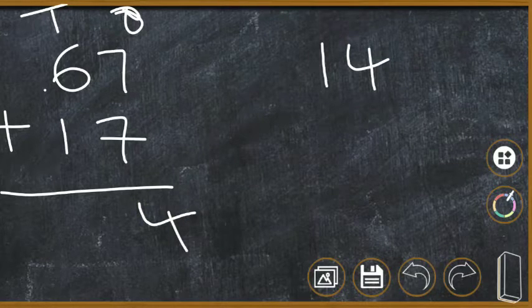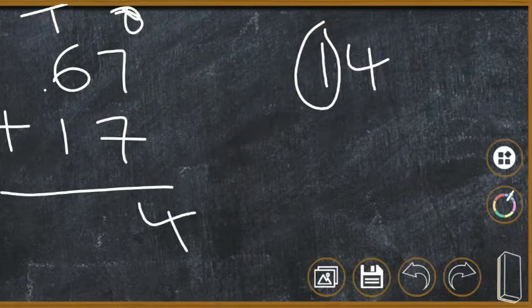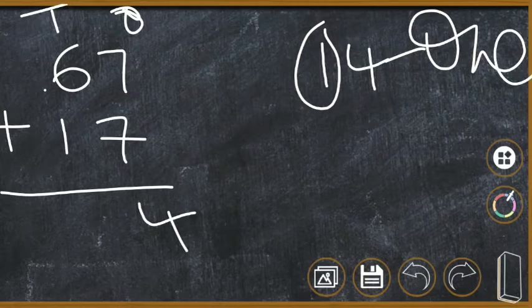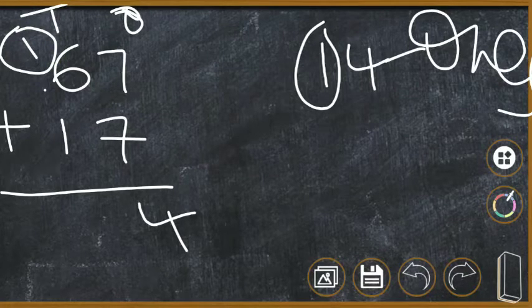4, you write in this 14. This is the 10 and 4 ones. Okay, these ones are written in the ones place column. 10 is carried forward to the tens place column. Now 1 plus 6, 7. 7 plus 1, 8.